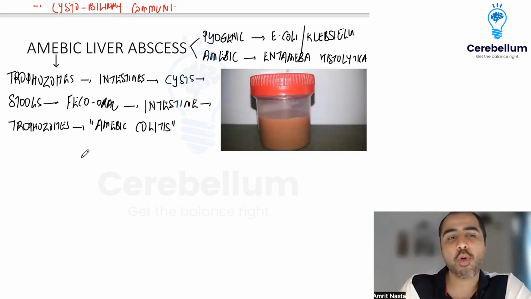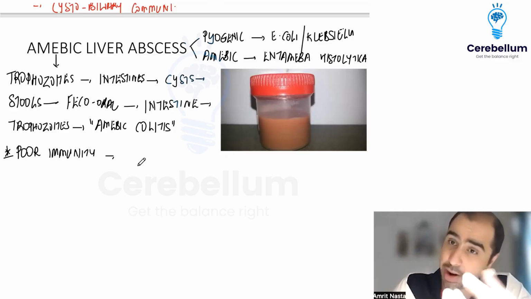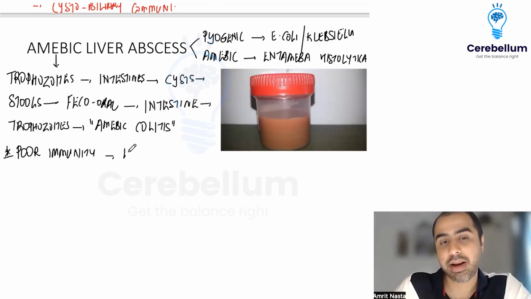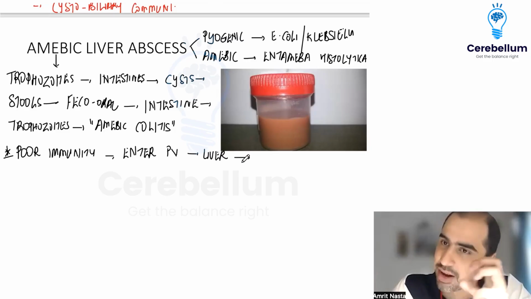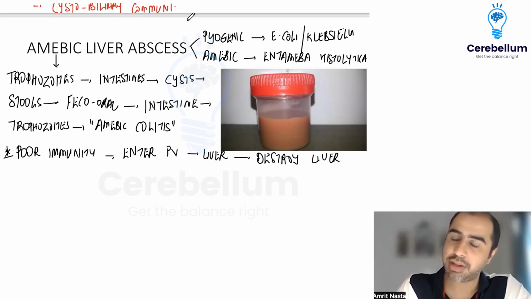In some people who have poor immunity, so not everybody will get this, what will happen is these trophozoites, apart from causing amoebic colitis, will enter the portal circulation, just like hydatid cyst. Then they will go to the liver. And once they reach the liver, they will start destroying the liver. Why do they destroy the liver? Slowly, slowly, they start eating into the liver tissue.